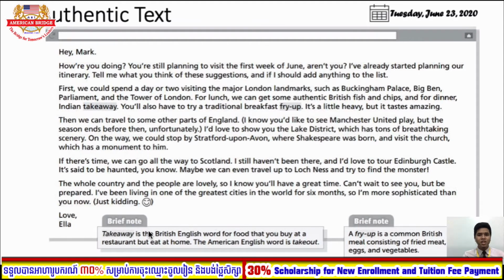So when you are reading, here are some important words, which is the word takeaway. Do you know the meaning of the word takeaway? Takeaway is used for food that you buy at a restaurant but eat at home. The other American word they use is take out. The other word is a fry up. A fry up is a common British meal consisting of fried meat, egg, and vegetables. So everyone, that's it for the reading activities, and you might spend some time trying to understand what they are doing. These are all the plans that they will do when they get to London, to England, right?